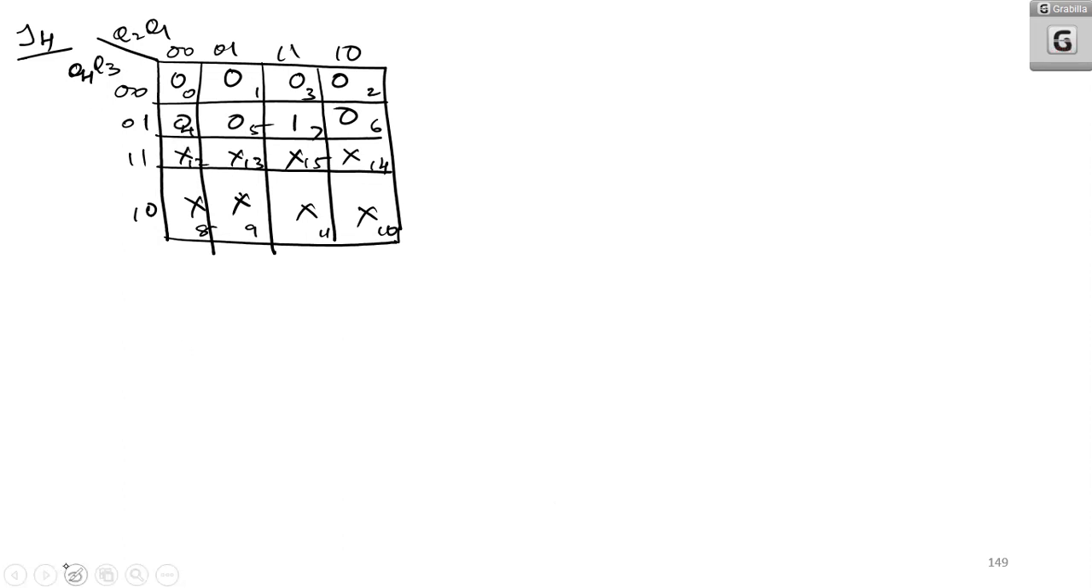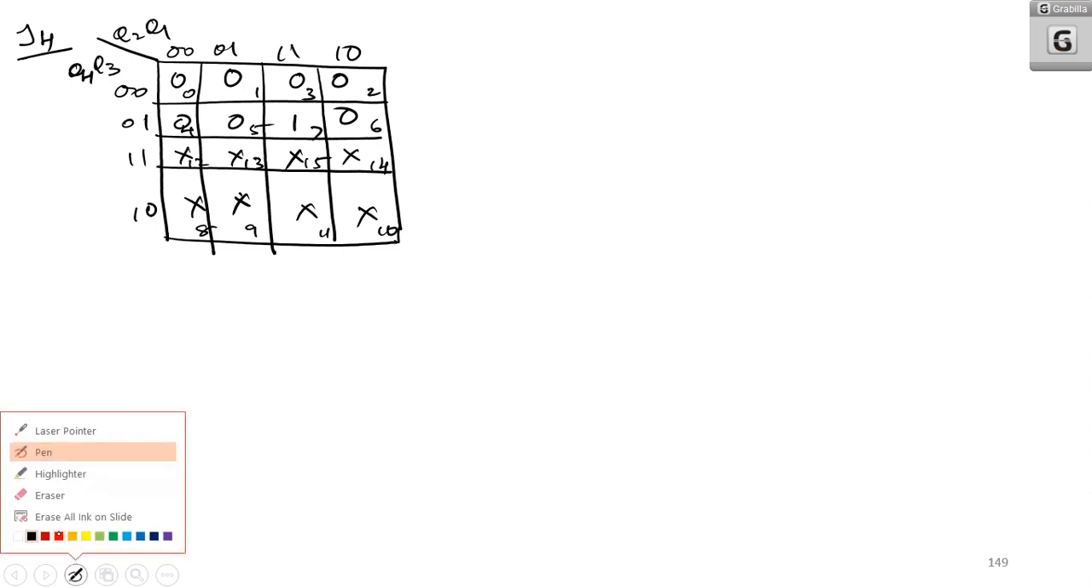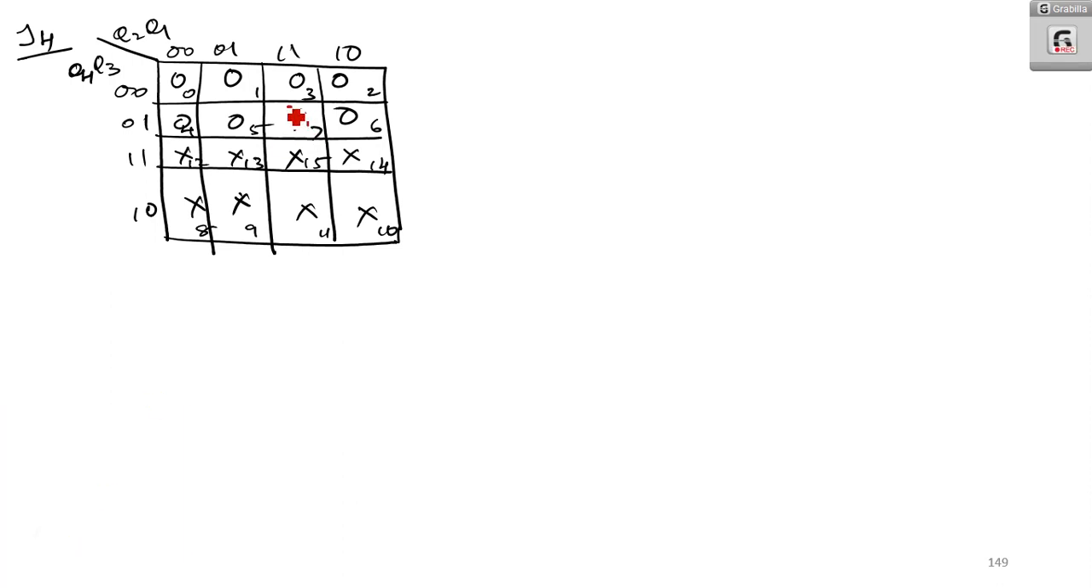Now coming into the expression. Here we can club these two. In these two, Q3 is common. Here Q1 and Q2 are common. Therefore, we can write J4 is equal to Q1, Q2, Q3. That is the common factors in that selection.